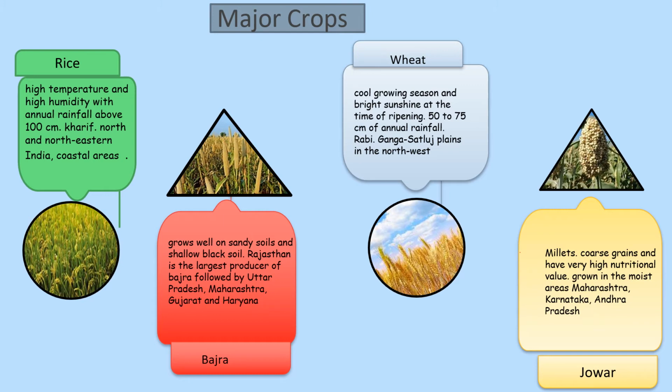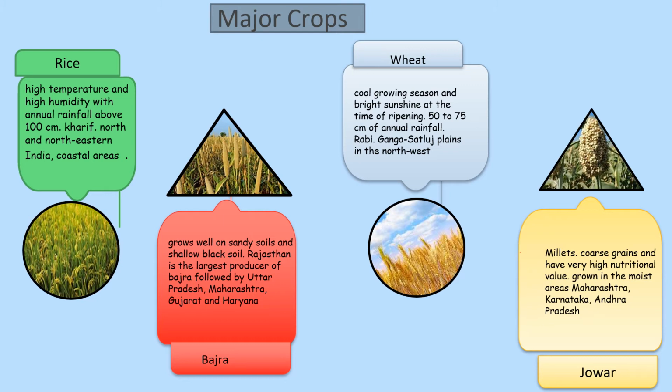Now let's look at millets. Millets can be further divided into jowar, bajra and ragi. First let's see bajra. Bajra grows well on sandy soil as well as shallow black soil. Rajasthan is the largest producer of bajra followed by Uttar Pradesh.